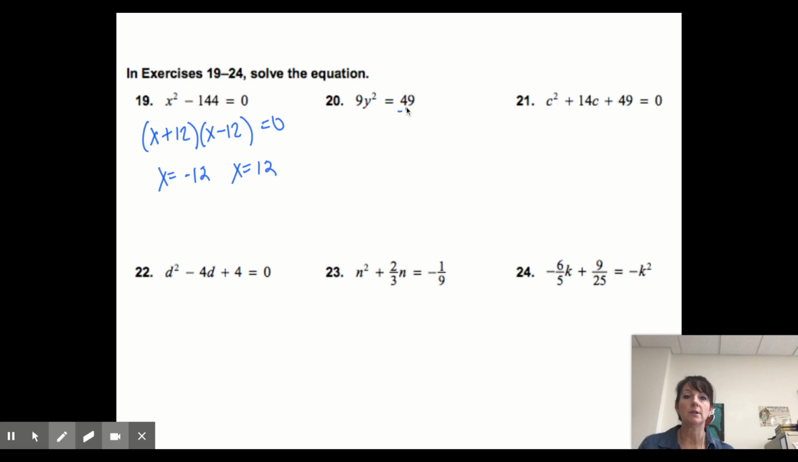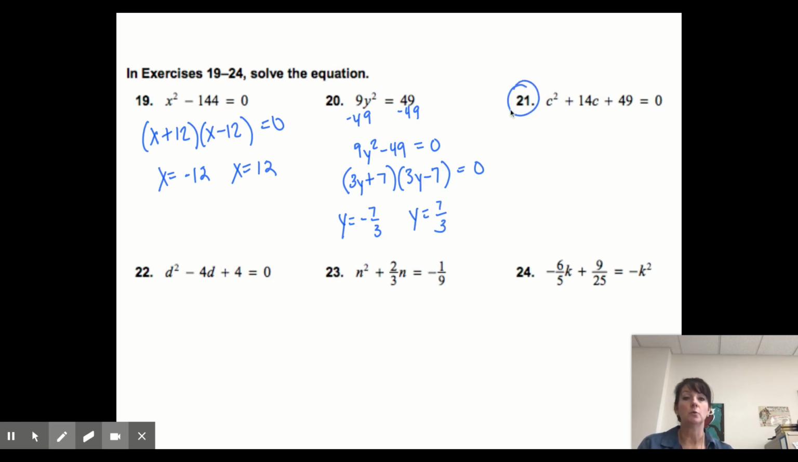This is not equal to 0, so I want to subtract 49 first from both sides. So 9y squared minus 49 is equal to 0. Both are perfect squares. Difference of two squares. So here we have 3y, and then this would be 7. So plus 7 and 3y minus 7 equal to 0. Now, one of these has to be equal to 0. On this first one, we're taking 3y plus 7 equal to 0, so we're subtracting 7 and dividing by 3. So y would be equal to negative 7 thirds. Here we're adding 7 and dividing by 3. So positive 7 thirds. Okay, why don't you solve number 21?